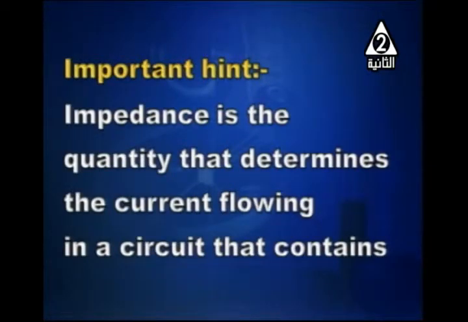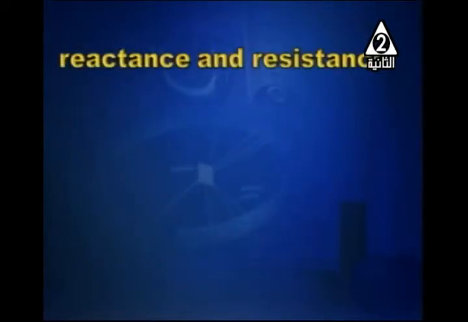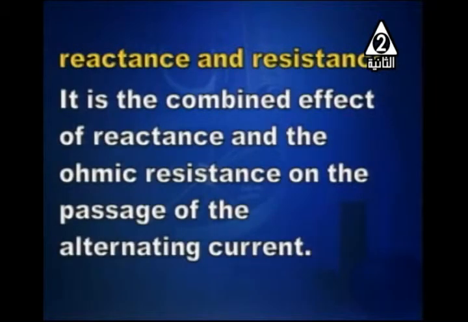Definition of impedance. It is defined as the quantity that determines the current flowing in a circuit that contains reactance and resistance. It is the combined effect of reactance and the ohmic resistance on the passage of the alternating current. Let me say it again. It is the combined effect of reactance and ohmic resistance on the passage of the alternating current.